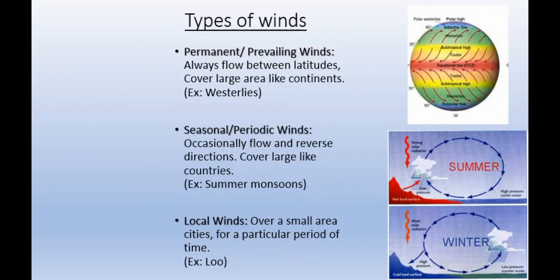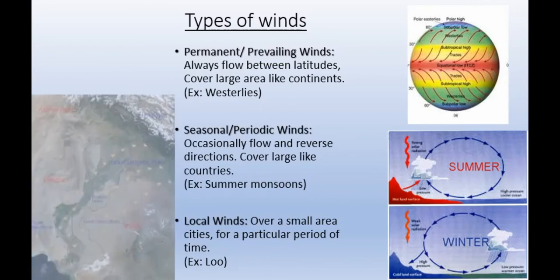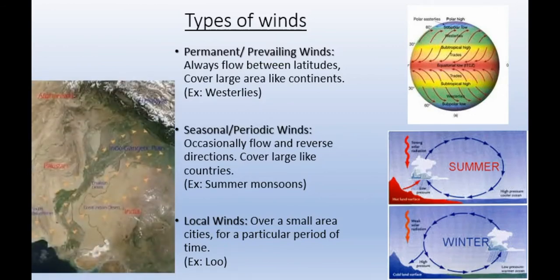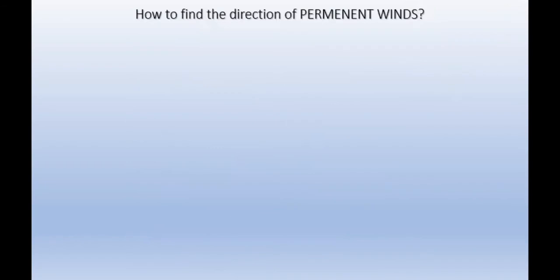Then we can continue to study the local winds. Local winds may be warm or cool, cold winds and hot winds. Over a small area, cities for a particular period of time experience local winds. These are the types of winds, a small idea about the types of winds. I think you learned. On the surface of the earth you can see different places experiencing different types of winds.